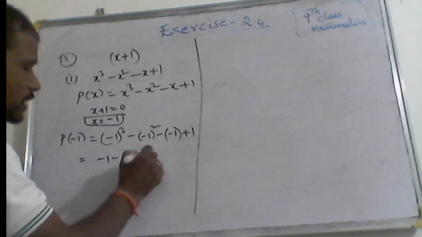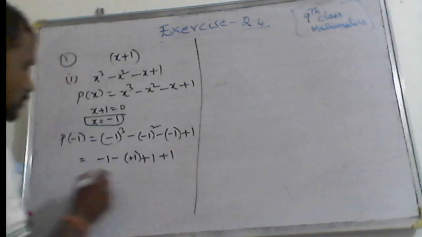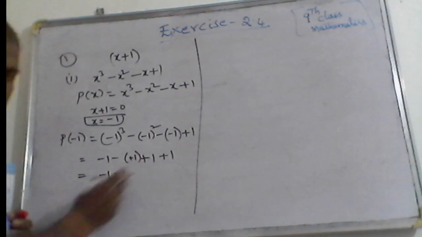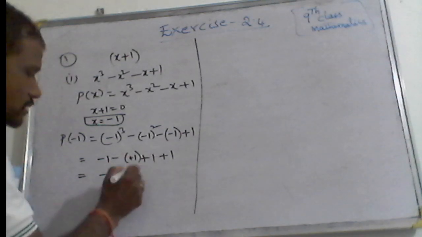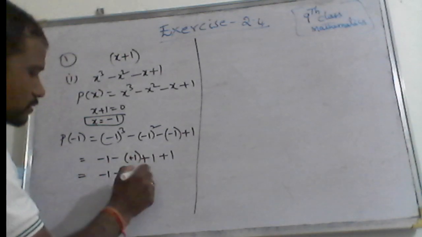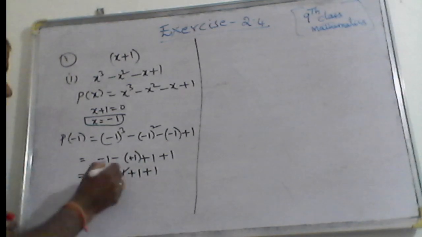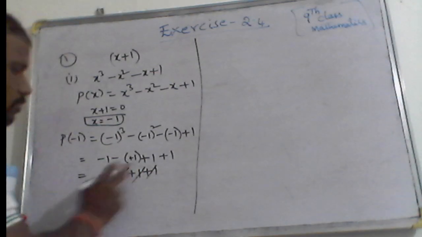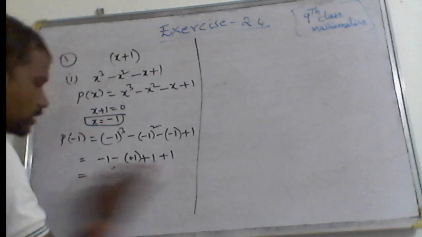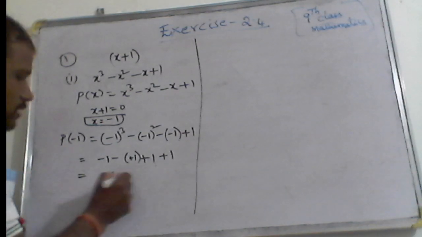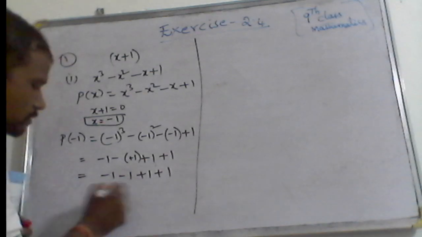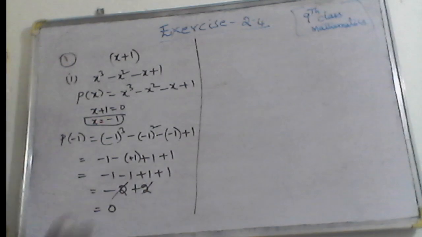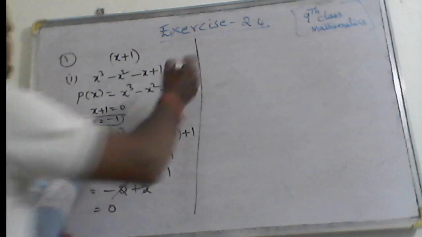Minus 1 plus 1 plus 1 plus 1, minus 1 plus 1 get cancelled. Here also minus 1 plus 1 get cancelled. Or otherwise we can write minus 1 plus 1 plus 1, minus 2 plus 2. Minus 2 plus 2 get cancelled. Answer is here 0. Next one.